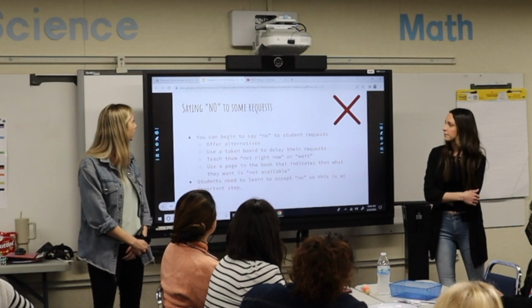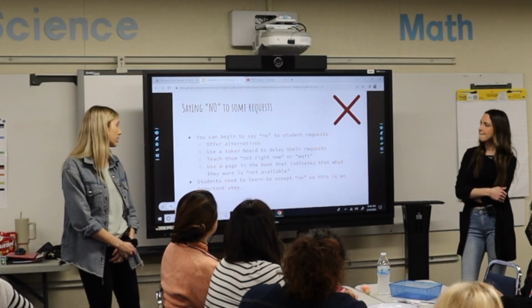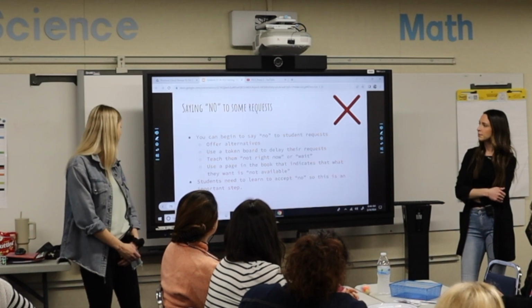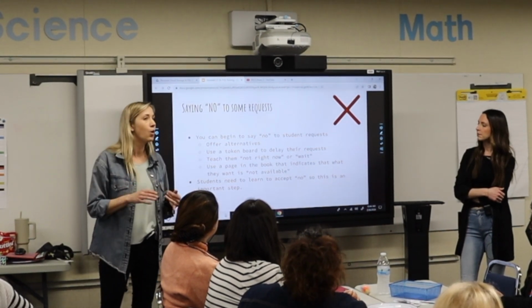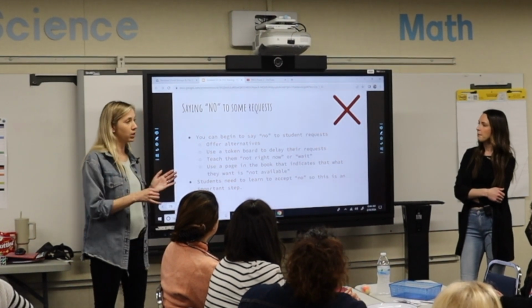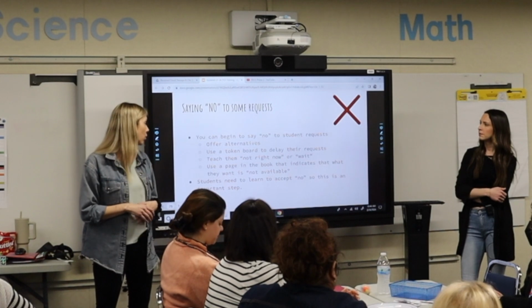Again, like we said, we're not going to say no to them. We're just going to tell them it's not available. We can do this by covering up the page and saying that item's not available right now. Or you can use a token board so you can get them to work, and then once they reach their tokens, they can get the thing that they requested.